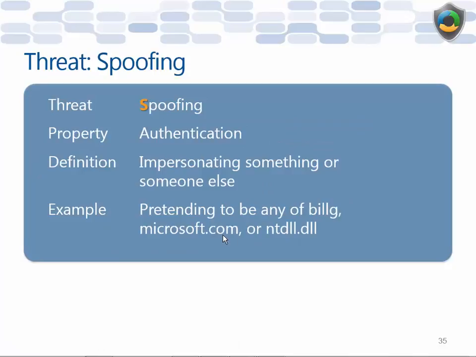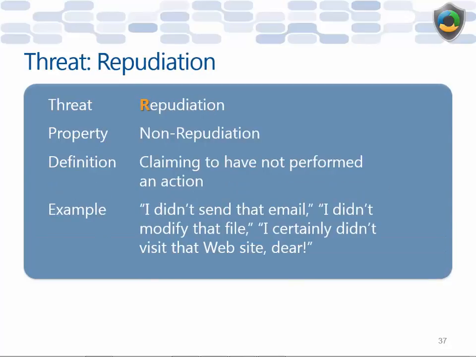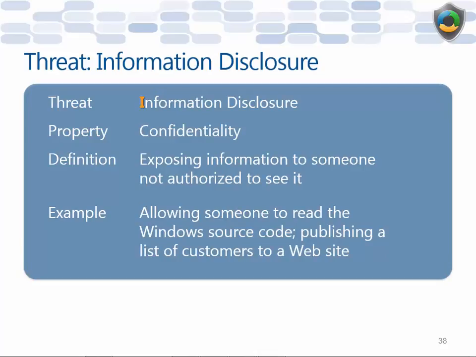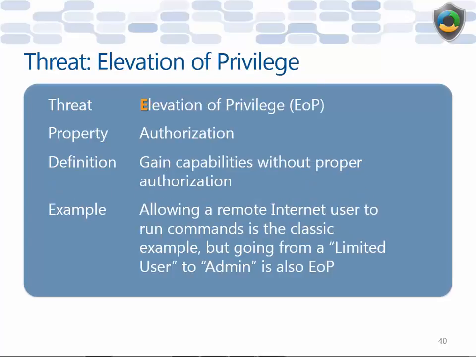So let's look at these in more detail. Okay, spoofing, impersonating someone or something else. Tampering, modifying data or code. All stuff we've already looked at. Repudiation, claiming you did not perform an action. Information disclosure, exposing information to someone not authorized to see it. Denial of service, denying or degrading service to users. Elevation of privilege, gaining capabilities without proper authorization.